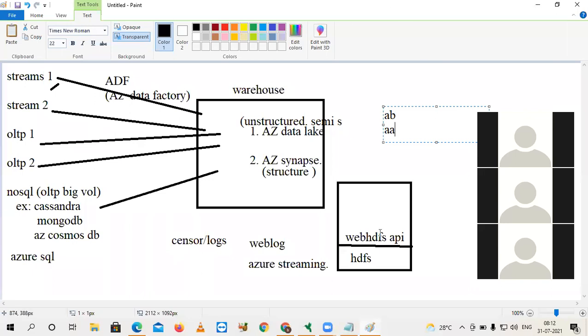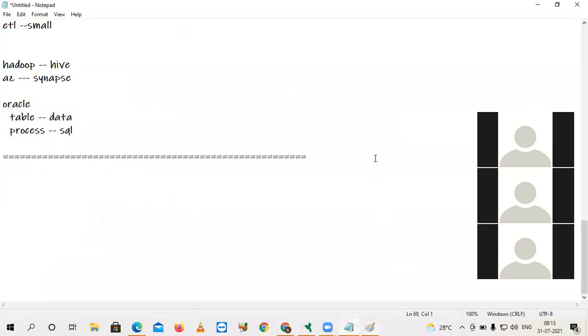I have one question here. Yeah, please. Here, ADF is like an ETL, right? Yes. So first, we need to connect to the source in order to process the data. So that source should also sit on cloud, or it can be connected to on-premises databases.